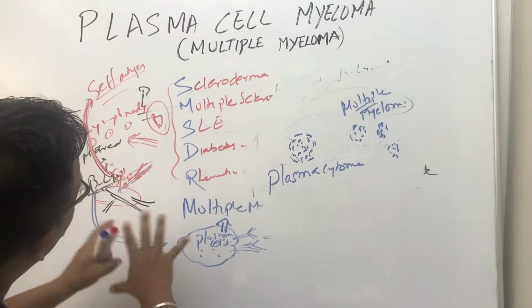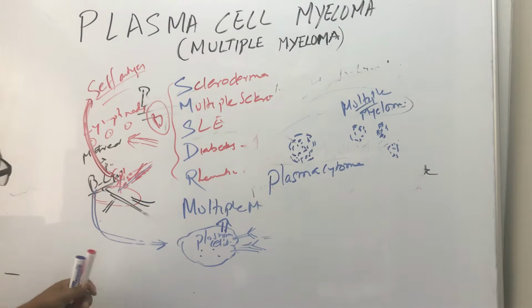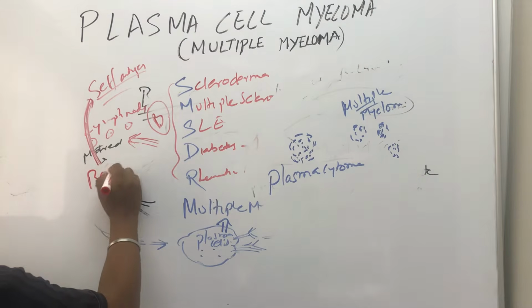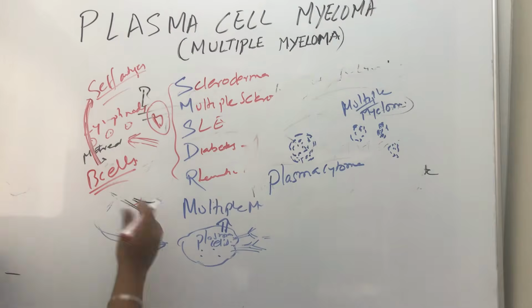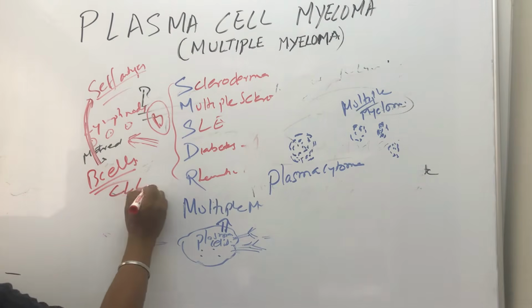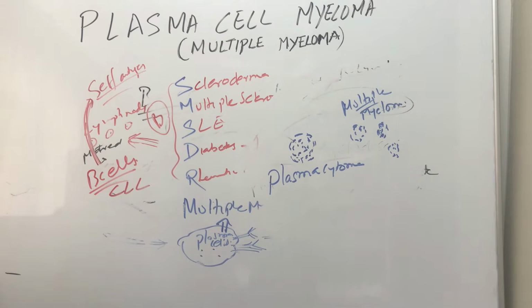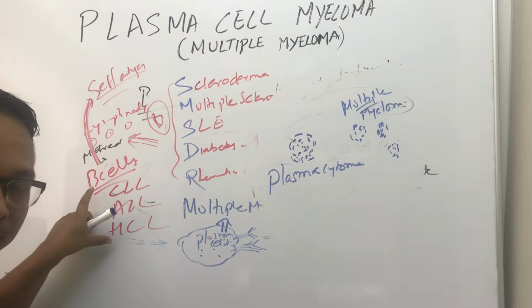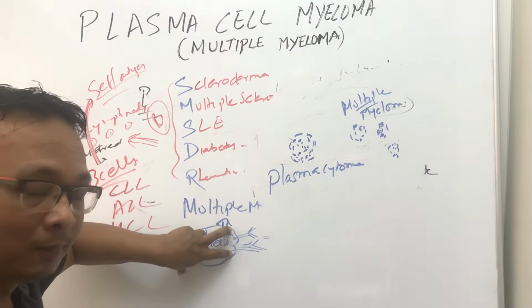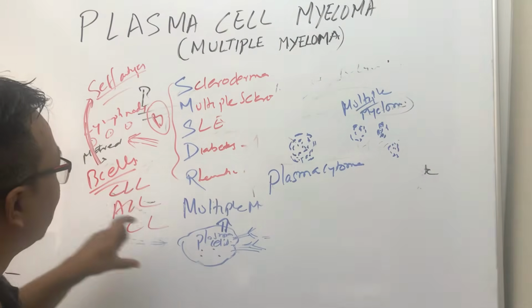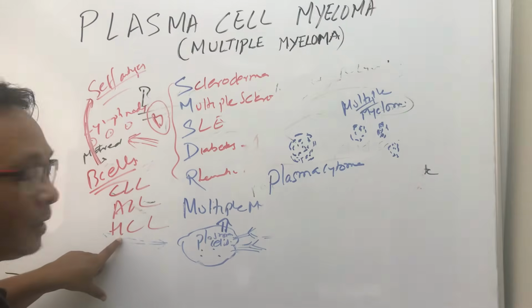And when there is cancer of the B cells, malignancy in B cells, then they can develop into CLL, chronic lymphocytic leukemia, ALL, and then hairy cell leukemia. All these are B cell neoplasms. So we have to differentiate like this. What are plasma cell neoplasms? Multiple myeloma. What are B cell neoplasms? CLL, ALL, hairy cell leukemia.